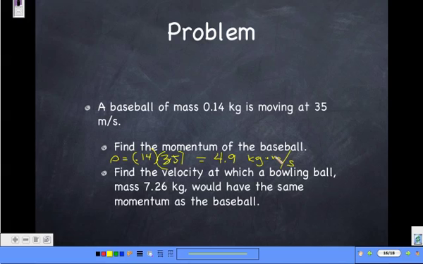Okay, find the velocity at which a bowling ball that has a mass of 7.26 kilograms would have to move to have the same momentum as the baseball. So we're going to have 4.9 is equal to 7.26 times v. What'd you get? 0.67. So does that make sense? The bowling ball is heavier, so it has to have a slower speed to have the same momentum. So inversely proportional. Questions on that?